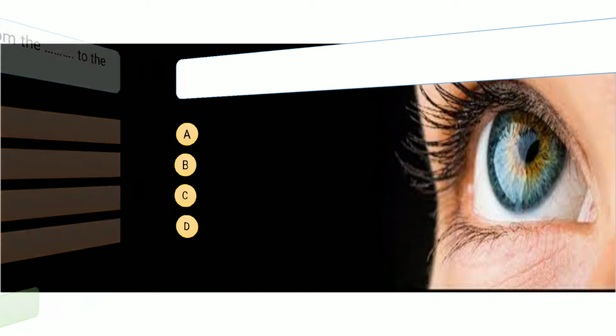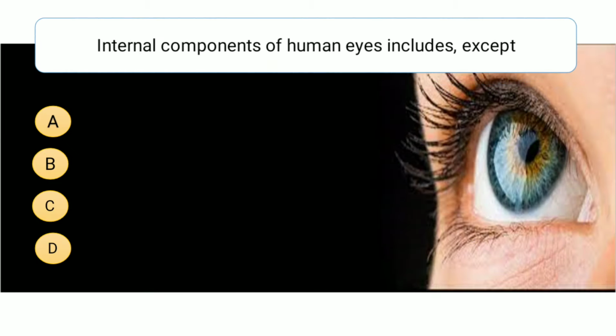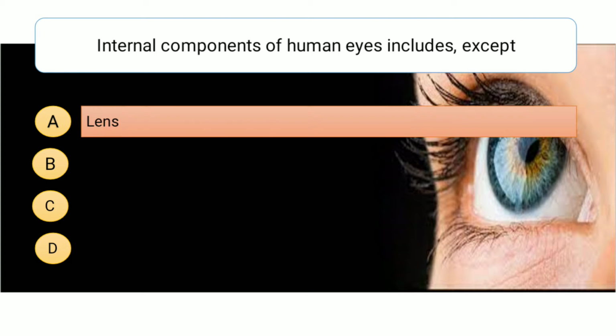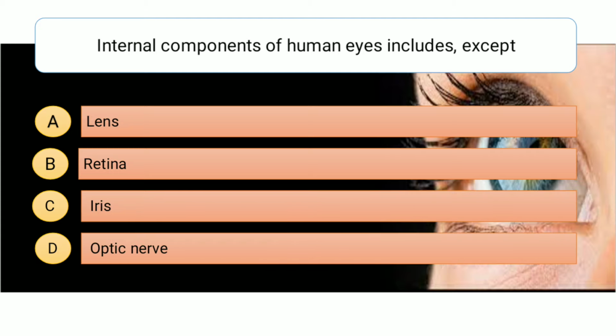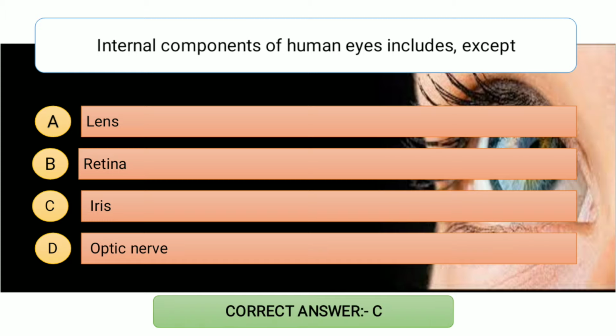Now the next question is: internal components of the human eye include, except, and the options given are A lenses, option B retina, option C iris, and option D optic nerve. So students, the right answer for this question is option C iris. Iris is an external component, whereas lens, retina, optic nerve are the internal components of the human eye. Along with these three, aqueous humor and vitreous humor are also internal components of the human eye.